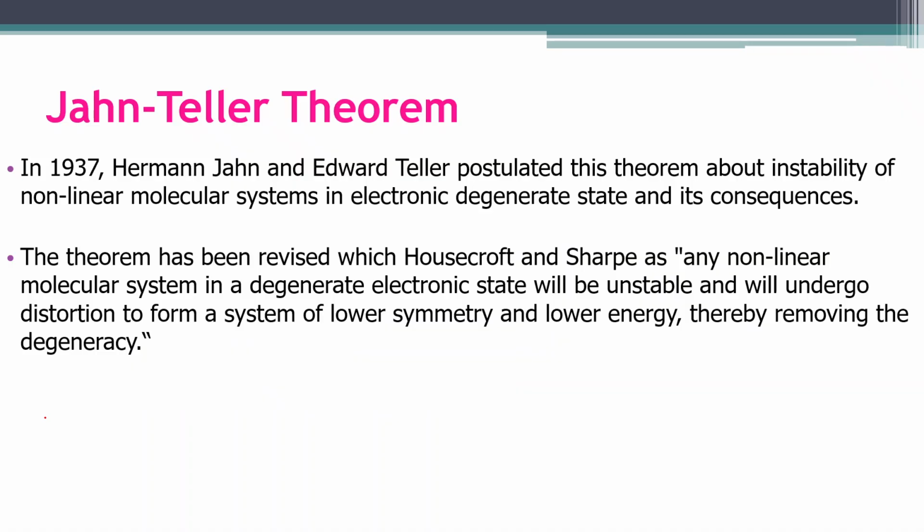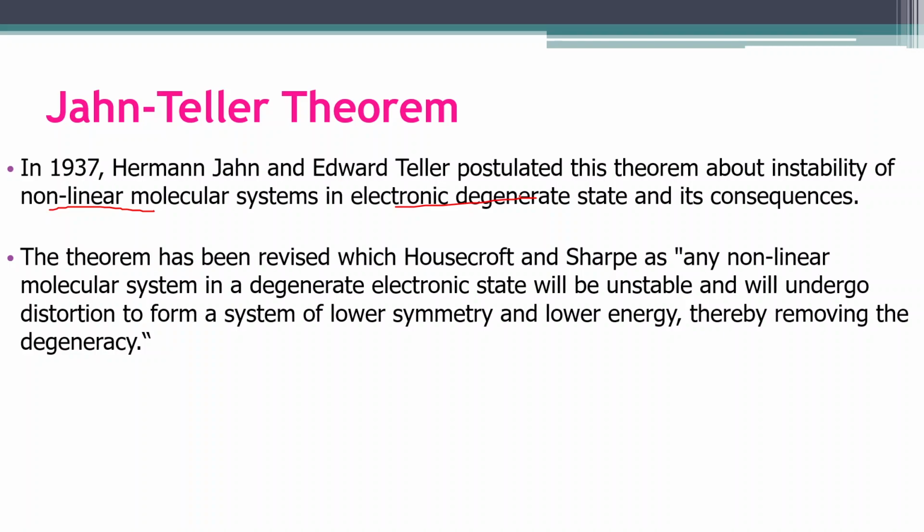So, this theorem was proposed in 1937 by Hermann Jahn and Edward Teller. They postulated that the theorem was all about instabilities of nonlinear molecular systems in electronic degenerate states and its consequences. And the statement of this theorem was revised by Housecroft and Sharpe. Hermann Jahn and Edward Teller first said that instabilities of non-linear molecular systems in electronic degenerate state.